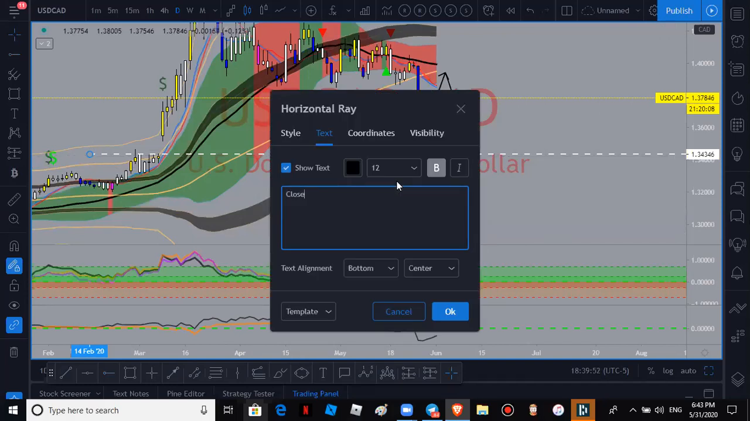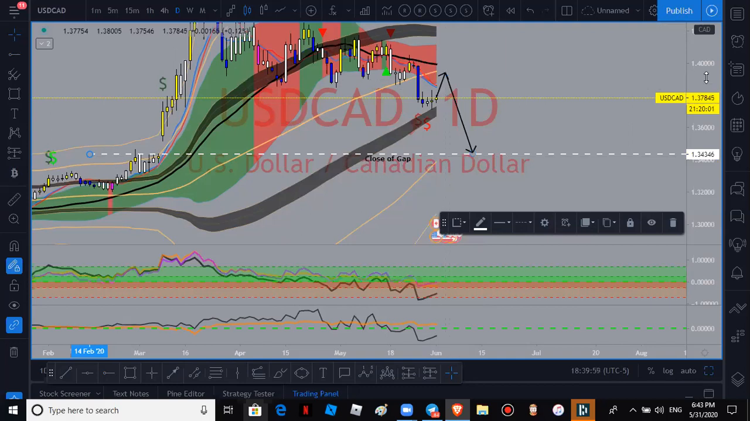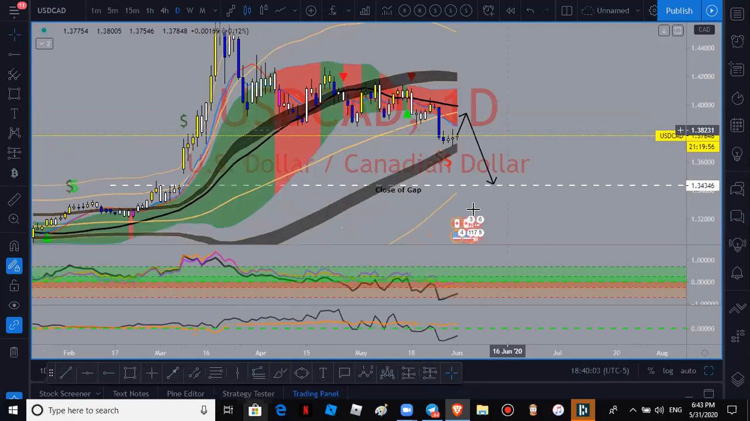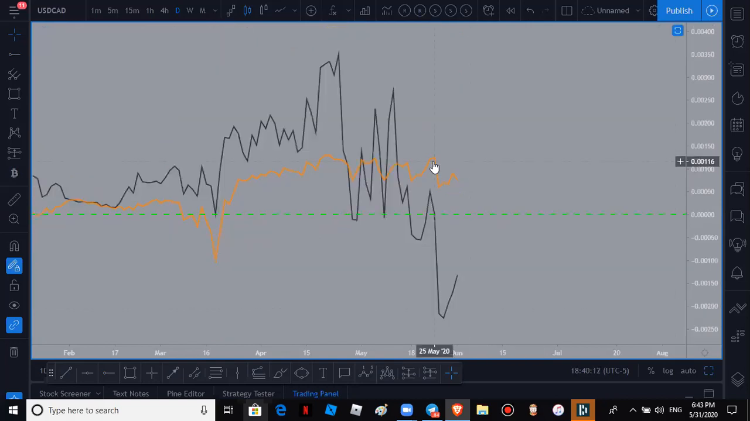Close of gap. Yeah, so if we can get the retest and then sell, that'd be highly beneficial for USD CAD. So I'm going to be looking for price to start showing that it wants to go bullish. Right here, if you look at the Level Pro, the arbitrage line, this yellow line right here, is still showing that price is bullish, while the RSI line came down here and sank. I'm expecting it to come back up.